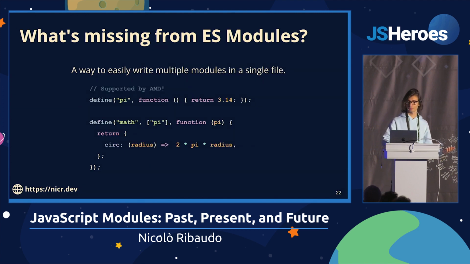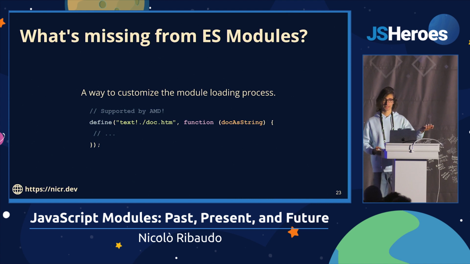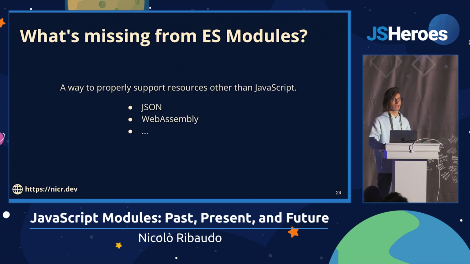Other examples are that AMD supports writing multiple modules in a single file. So a bundler would just have to concatenate all your AMD modules, and then it would just work. While with ESM, you cannot just concatenate modules because you have to take care of all the variables that might conflict in different files and make sure that all your namespace imports will work. So it's very complex to build a JavaScript bundle nowadays. And AMD supported plugins, and ESM has nothing like that, at least not something that works across all the places where you can run JavaScript.